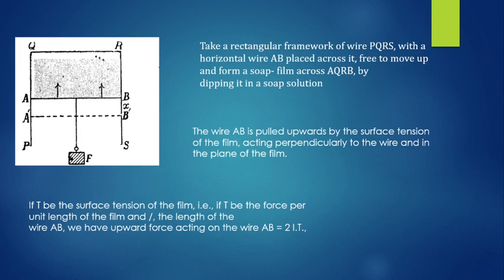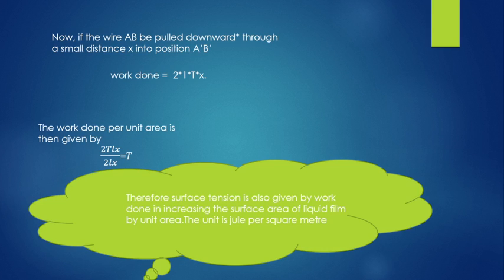So when we move from the equilibrium position to the position A prime B prime, we have to do some work against the surface tension. That work is called surface energy. When we talk about work, we know that work is equal to force into displacement. Here the displacement is x. So the work is equal to force. We saw that the force is 2 times TL. So the work is force into displacement, that's equal to 2 TL into the displacement x.